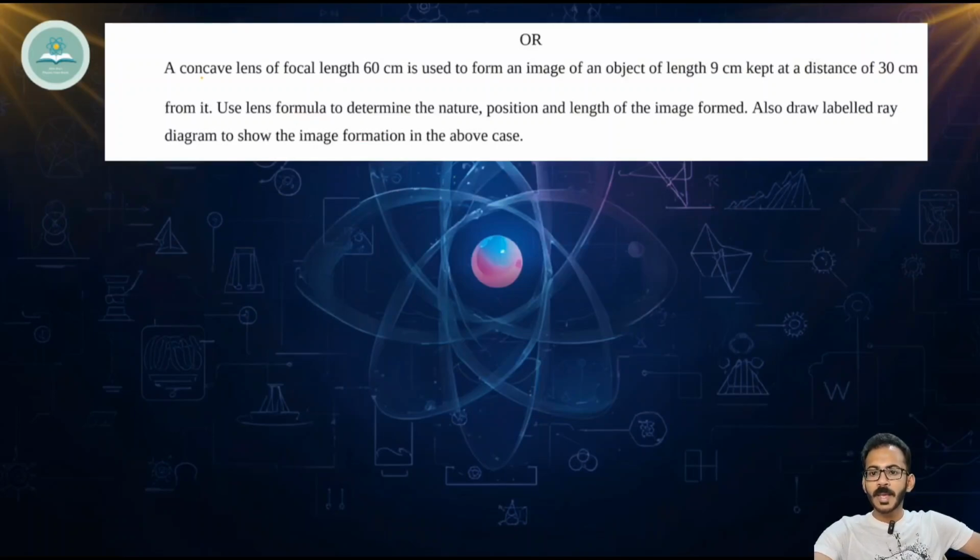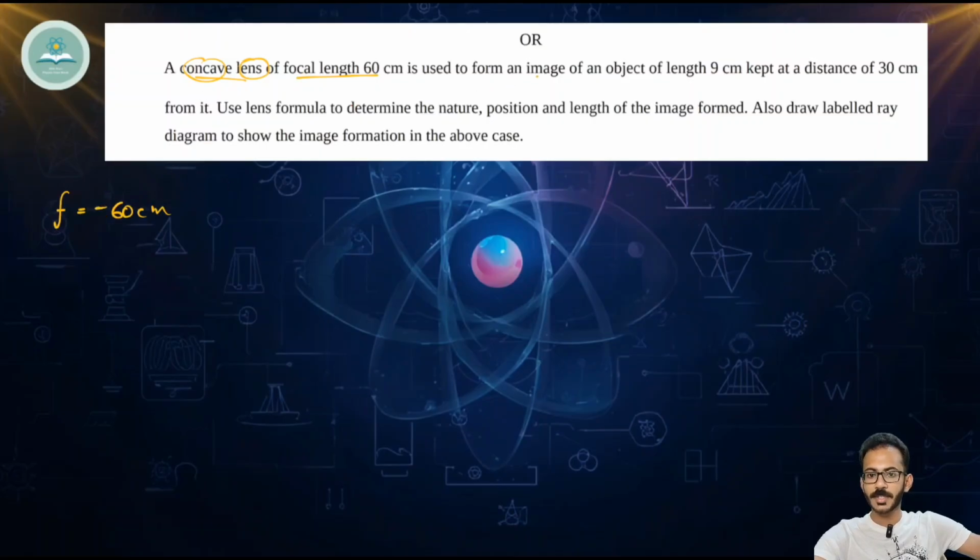A concave lens of focal length 60 centimeter. So it's concave and it is a lens. Its focal length is 60 centimeter. So f is equal to 60 centimeter. It's concave, so it should be negative.